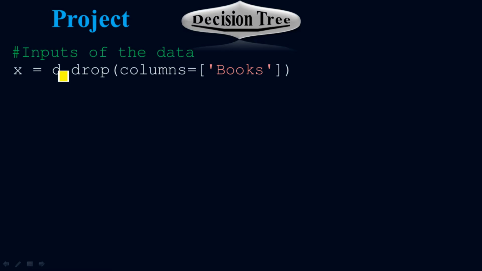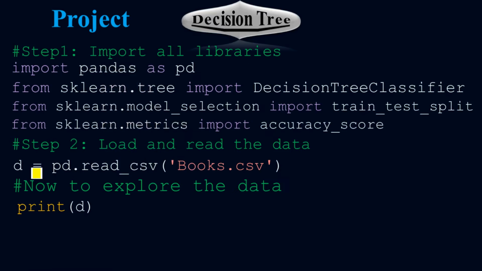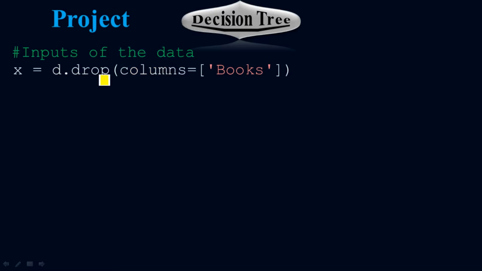We have to use D. What is D? Don't forget it. This data is now represented by the D. So the data that we have read is now represented by the D. So you have to use D all the way. Therefore, we have used D.drop, which means from the data D, drop the books columns. You have to put the close bracket and then books inside the quotes. And with the help of this one line of code, it will drop the books column.